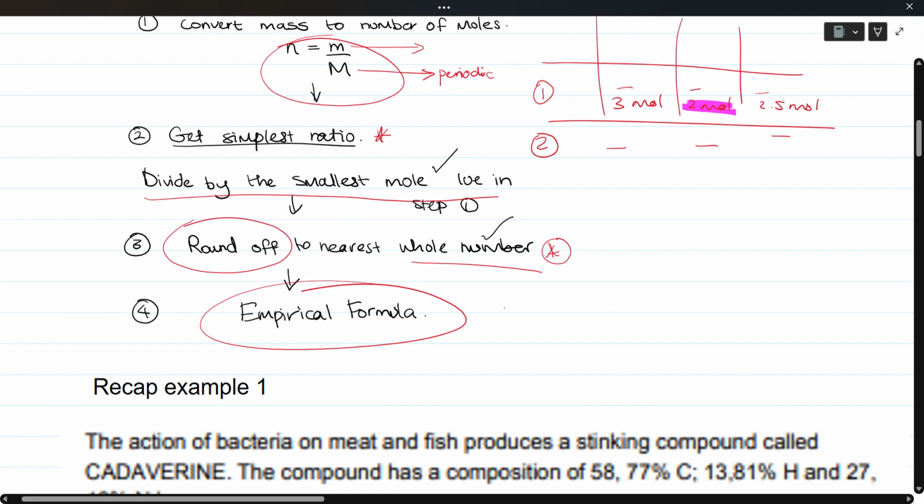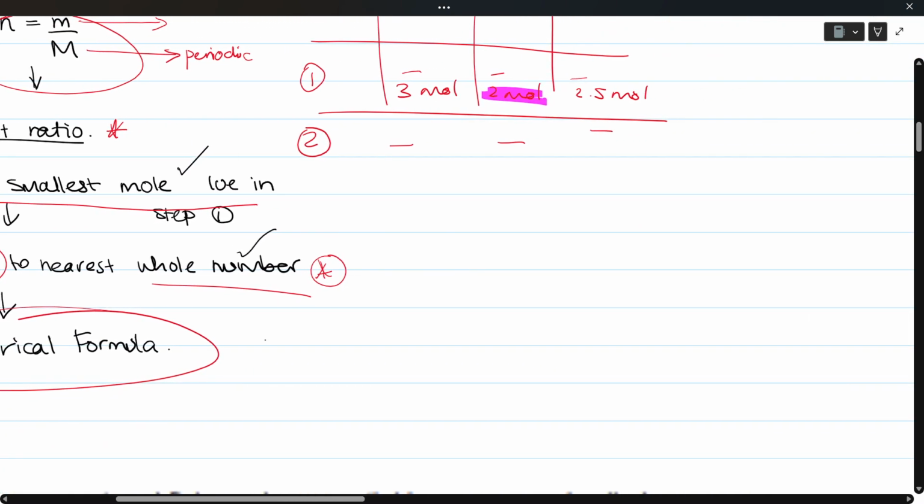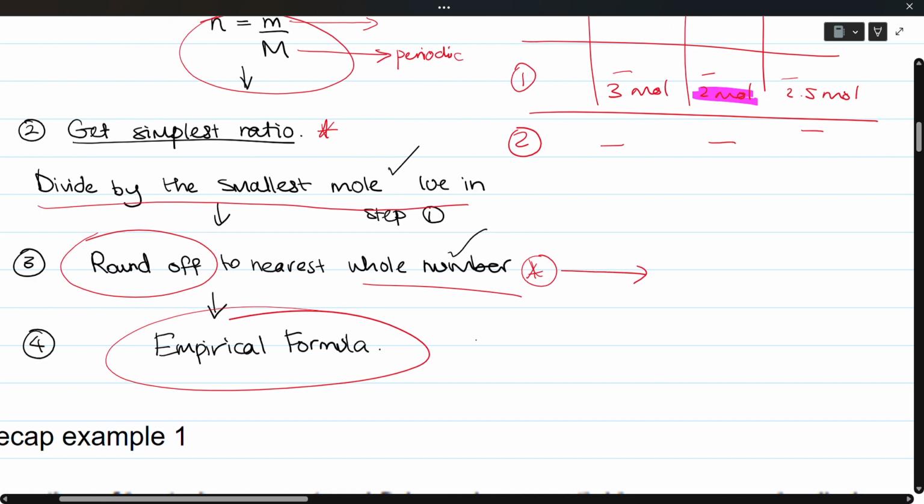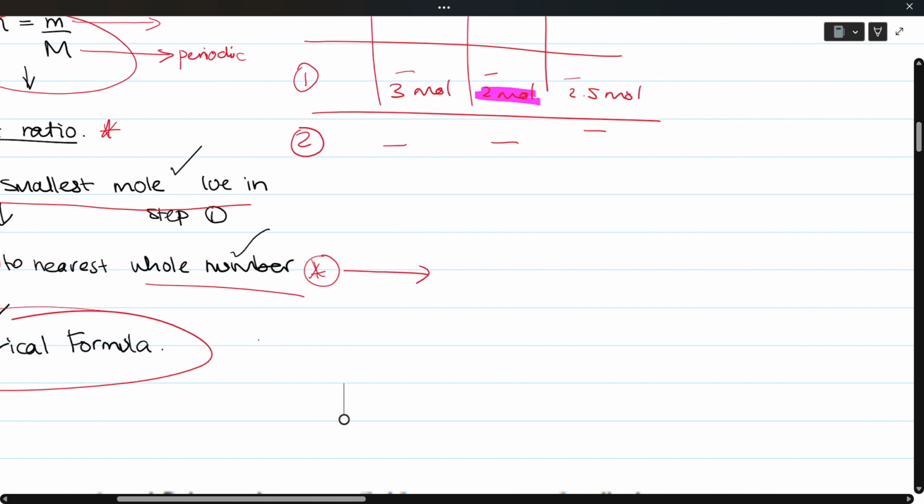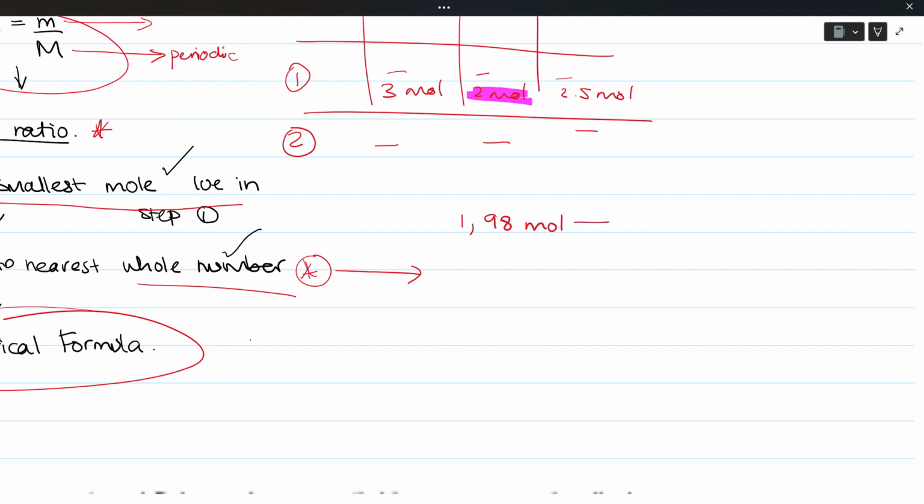Just before we actually start that, I want to make mention of something on the point of rounding off. Wherever you made notes on this, you can go to your rounding off, which is step 3, and make these notes. We know that if we want to round off to a whole number, if you have, let's say, 1,98 moles, and you need to round this off, you want to round off to your nearest whole number.